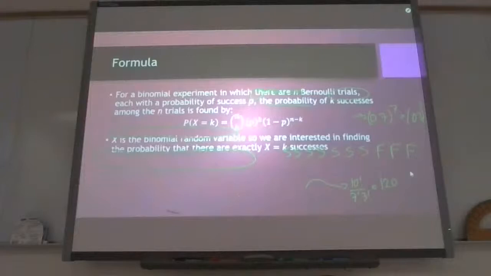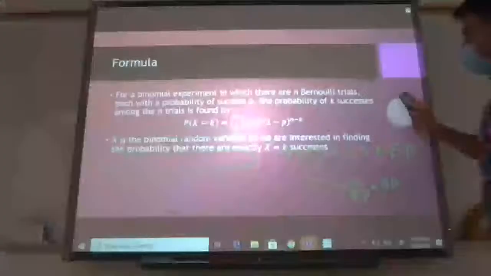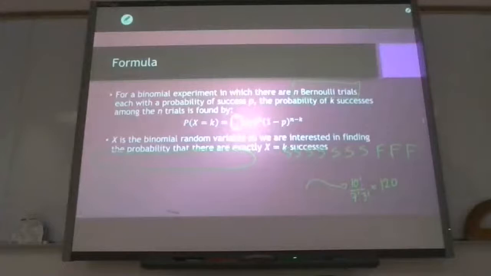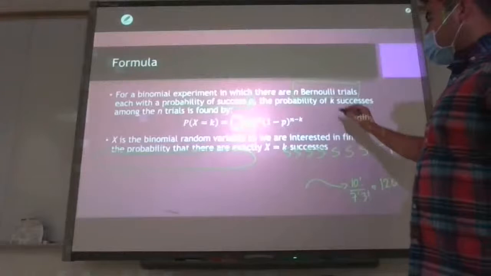Okay, there we go. So, the general formula here, guys: if we have a binomial experiment that has n Bernoulli trials, and again, what do I mean by n Bernoulli trials? That means that there are n different times that I'm going to do this experiment, my probability of success is p, and I want to find the probability that I have k successes. All I need to do is use this formula.